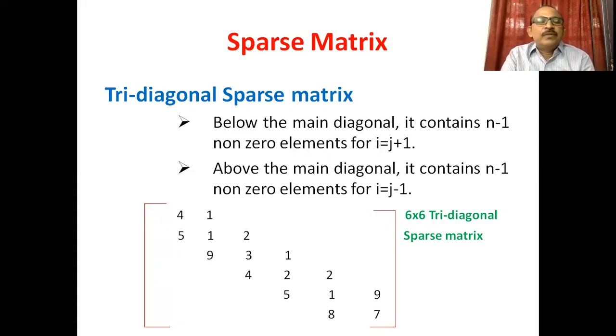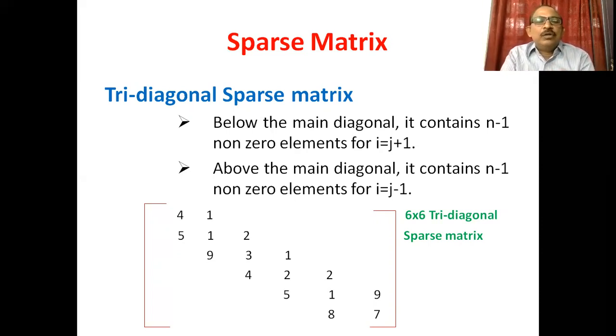In row-wise mapping, all elements of the first row, 4 1, then we will store all elements of the next row, that is 5 1 2, then all elements of the next row 9 3 1, next 4 2 2, and so on. In the column-wise mapping, first we will store all elements of the first column, that is 4 5, then we will store all elements of the next column, that is 1 1 9, 2 3 4, 1 2 5, and so on.